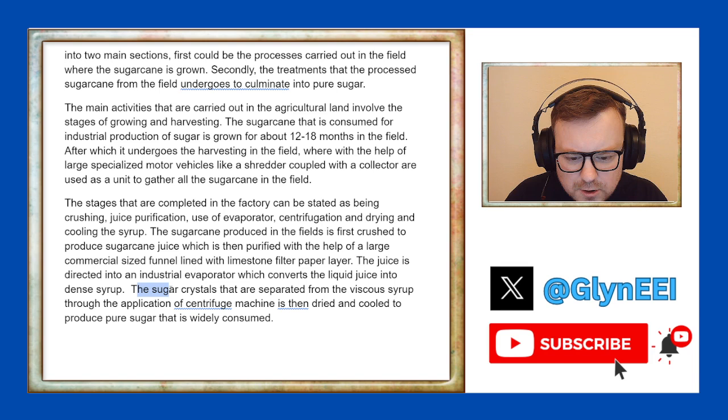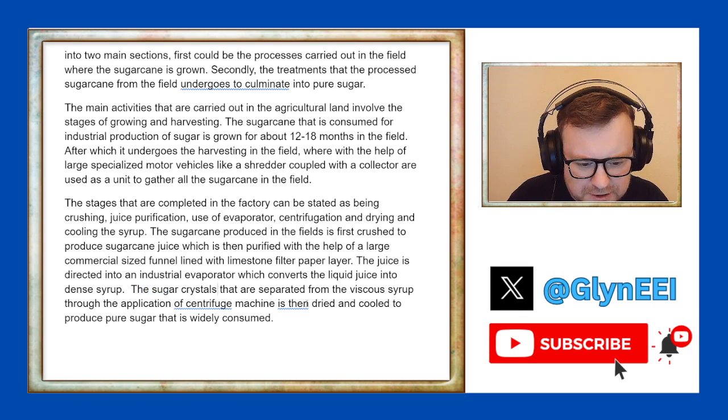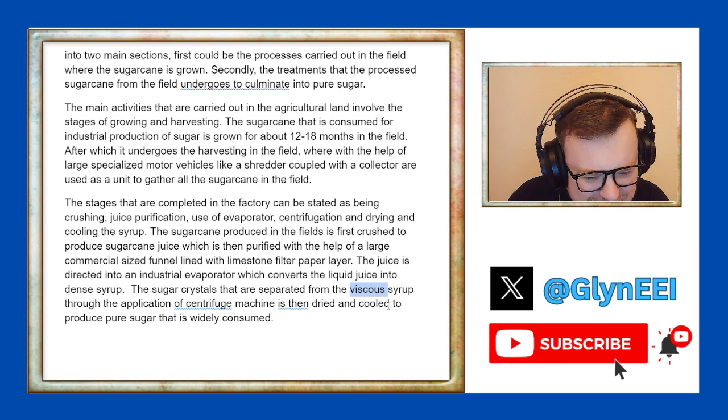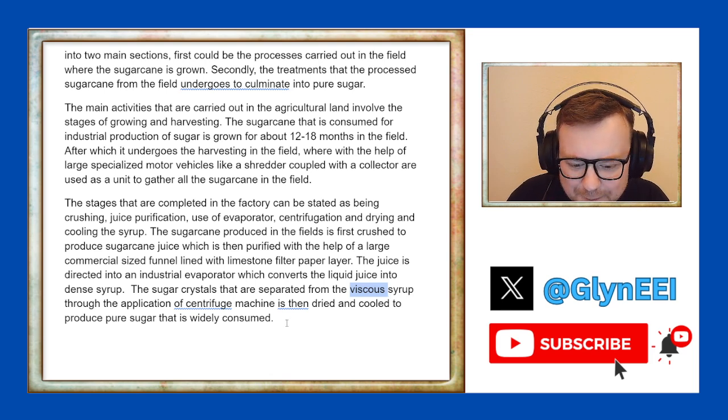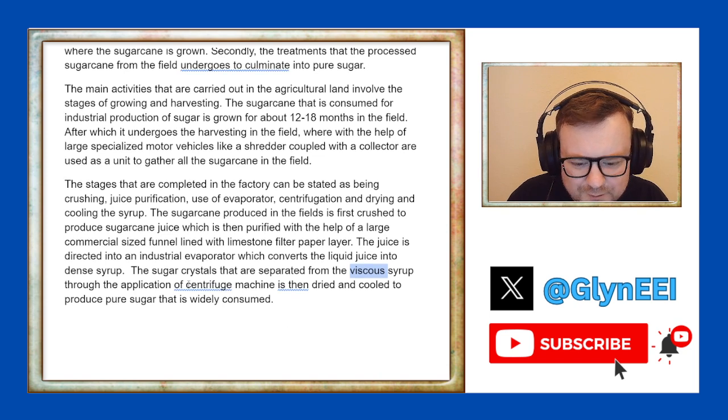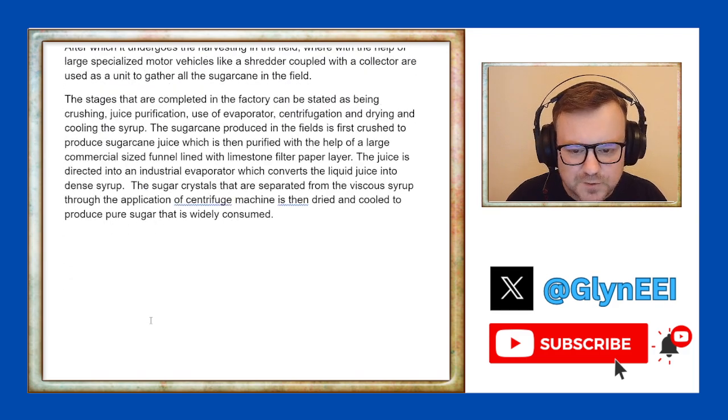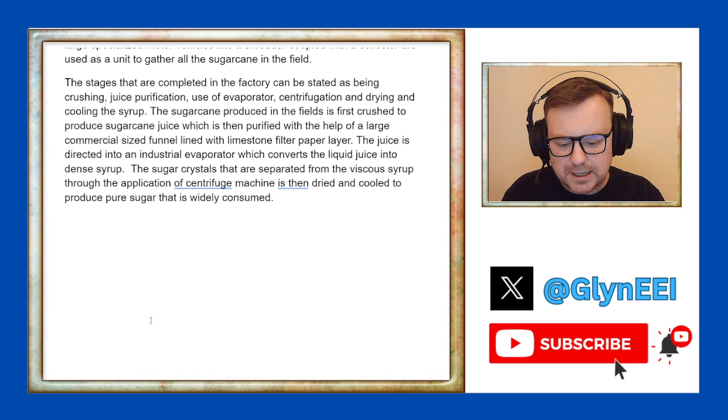But okay, the sugar crystals that are separated from the, not even sure what this word is, but cool, the, don't know, syrup, through the application of the centrifuge, and we don't need the machine, the centrifuge is fine, is then dried and cooled to produce pure sugar that is widely consumed.